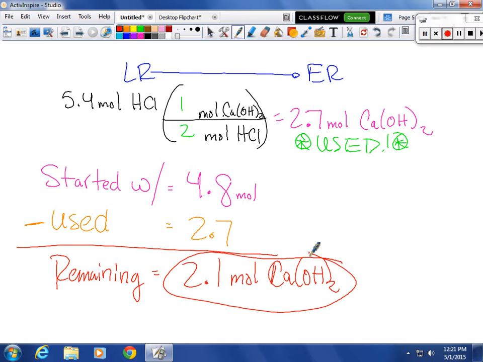Say that one more time. You had to find the LR and the ER. You can't know how much excess remains if you don't know what the excess is. Does that make sense? It's kind of like if you're baking and you want to know what all you have left over, well, you got to know what you used up first. Make sense?